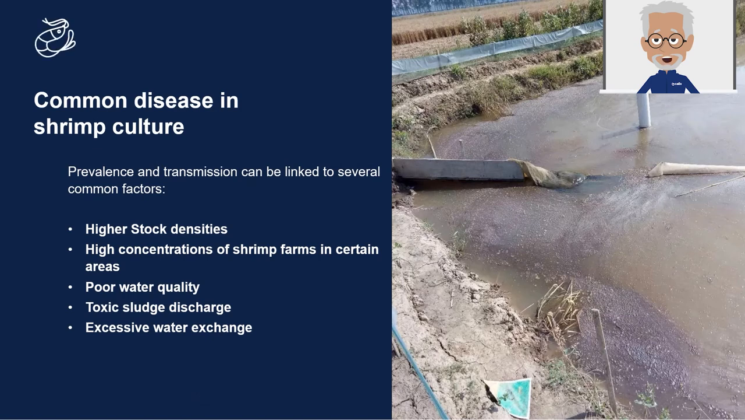In summary, there are many common factors that can trigger the spread of disease in shrimp cultures. 1. Higher stock densities. And 2. High concentrations of shrimp farms in certain areas. These are things that are unlikely to change, yet slight changes in farming practices can go a long way in alleviating the impacts of disease on the farm's yield. Other factors include poor water quality, toxic sludge discharge, and excessive water exchange. These are things that can be addressed by adopting Calix AquaCal Plus protocols.